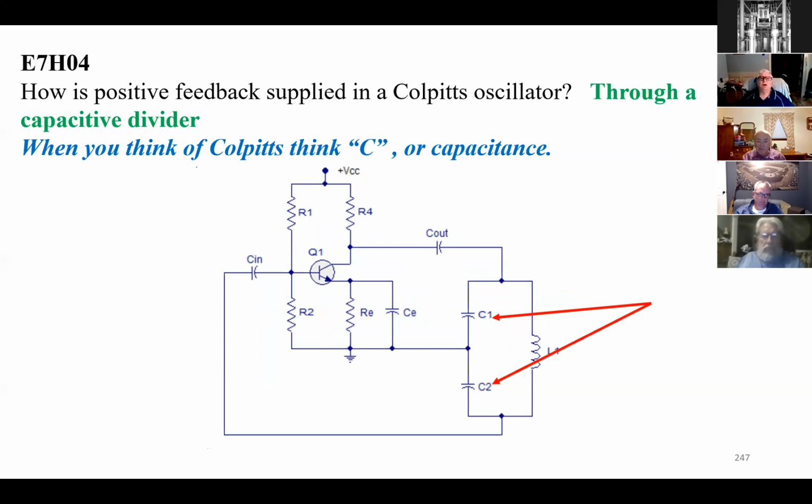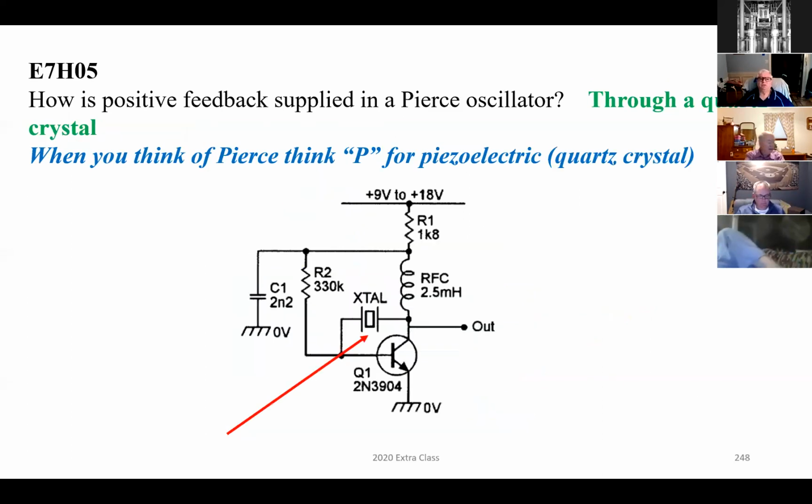Okay. How is positive feedback supplied in a Colpitts oscillator? Through a capacitive divider. When you think of a Colpitts, think of C or capacitance. And there again is the schematic showing the C1 and C2 in that arrangement.